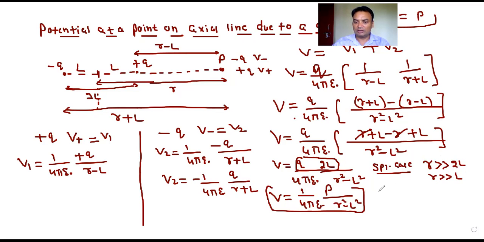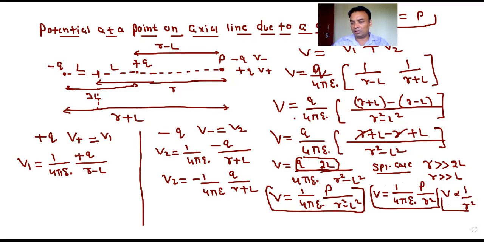So what is left? V is equal to 1 upon 4 pi epsilon naught, P is the dipole moment, divided by R square. So now it's a very special case. In this case of dipole, V is inversely proportional to R square. In all our earlier cases of potential due to a single charge, the potential was inversely proportional to R, but for a dipole, the potential is inversely proportional to R square. Okay, so this was potential due to a dipole on the axial line.